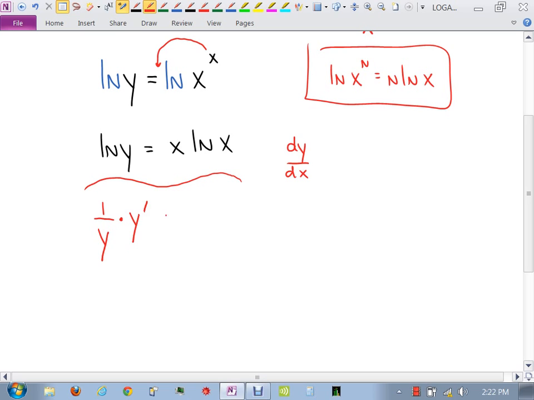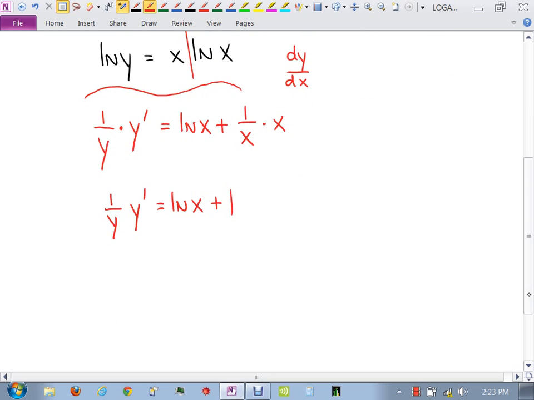What about the right side? What do you see happening over here? Product rule. So what's the derivative of x? 1 times ln x, plus what's the derivative of ln x? 1 over x, and we don't have to put x prime, times x. So we get 1 over y times y prime equals natural log x plus 1.